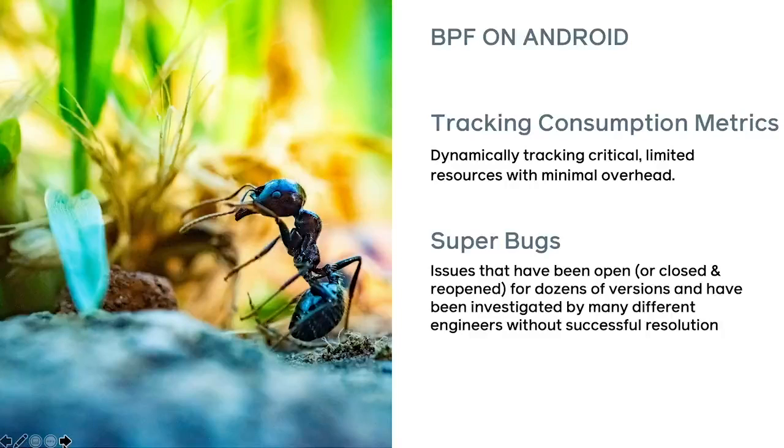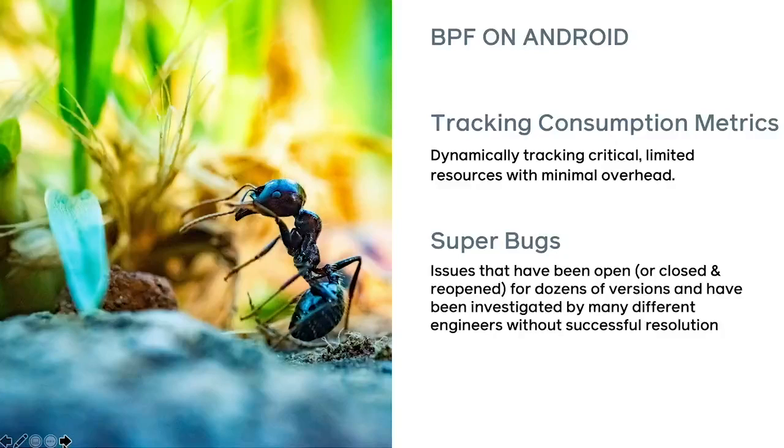So now that we have an idea about BPF and how we can interact with it, we can talk about how we are using BPF for Android. BPF has been available on Linux for a few years now, but it only recently started being available on Android. And we realized that we can use it for many different performance tools or investigations, but the biggest tool that we found it useful for is tracking consumption metrics and investigating superbugs.